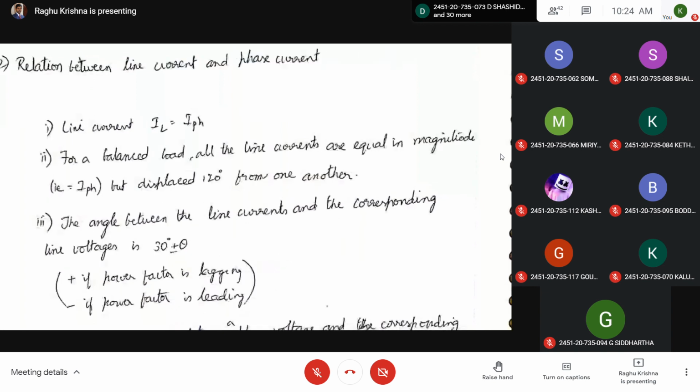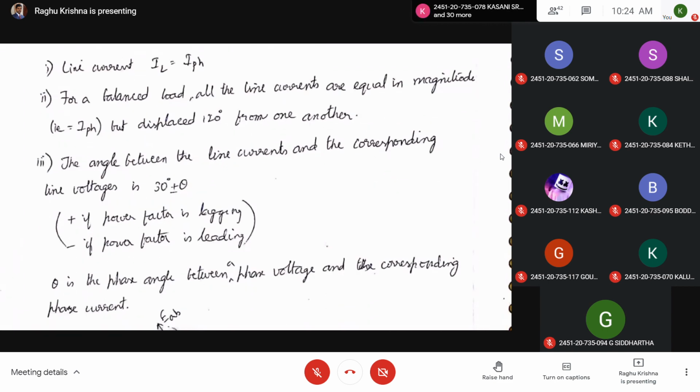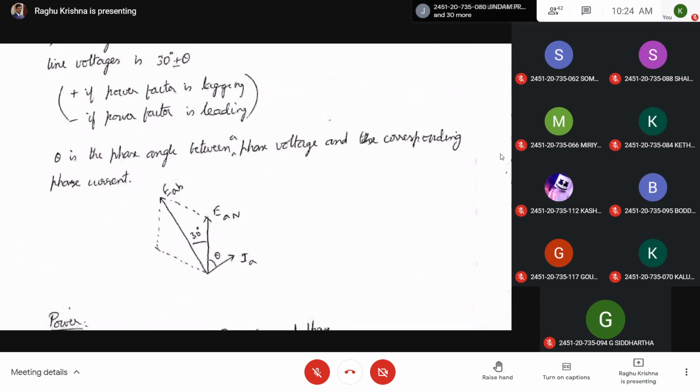Next, the angle between the line currents and the corresponding line voltages is 30 degrees plus or minus theta. So you can see from the diagram. This also I explained in the last class. Plus is taken for power factor lagging, minus if power factor is leading. Here theta is the phase angle between phase voltage and the corresponding phase current. Here EAN is the phase voltage, IA is the phase current. So the angle between them is theta.